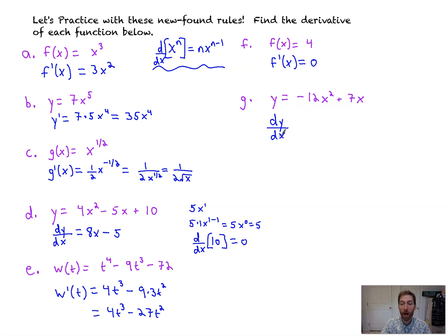Taking the derivative of y with respect to x. 2 times negative 12 is negative 24. 2 minus 1 is what we get up in our new power, so that's to the first. So I don't put down a number because it's to the first power. Plus 7x, we already saw here that when we have a power of 1, imagine that there's a 1 there. You're doing 1 times 7 is 7. x to the 1 minus 1 is x to the 0, which is 1. And so we're done. That's beautiful.